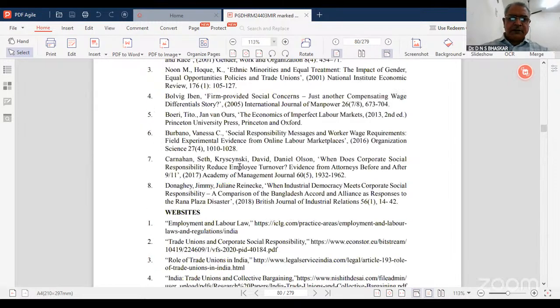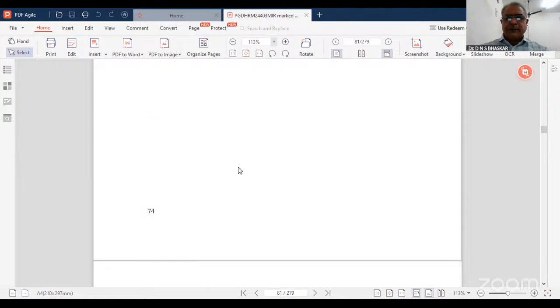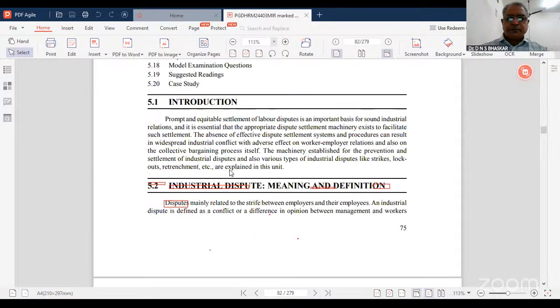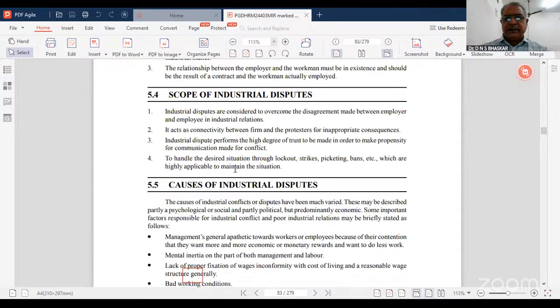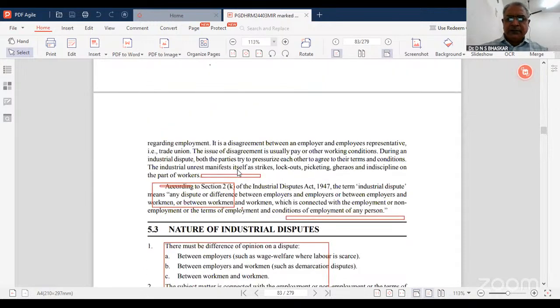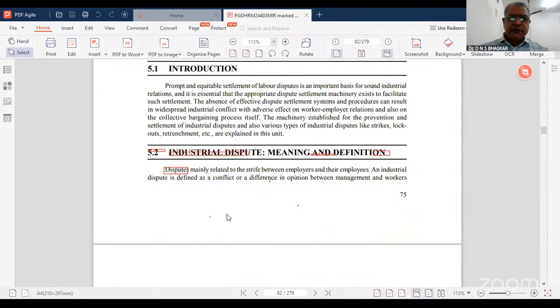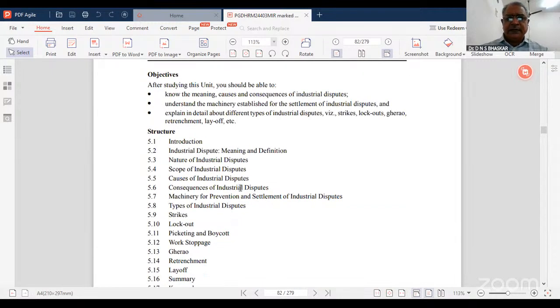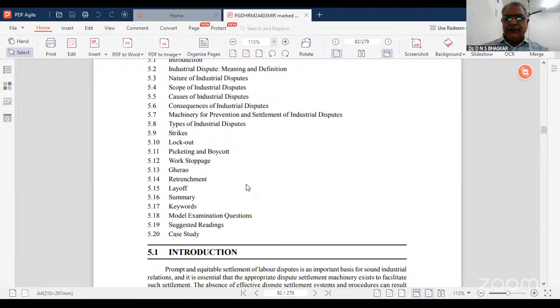Then coming to another important topic, industrial dispute. An important question comes out of this. So what is an industrial dispute? We know various aspects relating to industrial dispute. Actually, we feel that industries are characterized by the nature of dispute. But what is the meaning of industrial dispute?